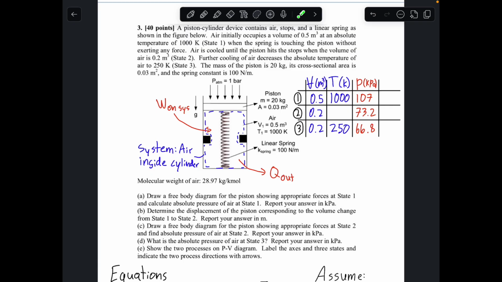Now for part E, they want us to show the two processes on a PV diagram and to label the axes in the three states and to indicate the two process directions with arrows. So quick note here, this is a PV diagram that they're asking for with total volume, a capital V, but the PV diagrams that we're probably more accustomed to seeing are PV diagrams with a little v for specific volume.